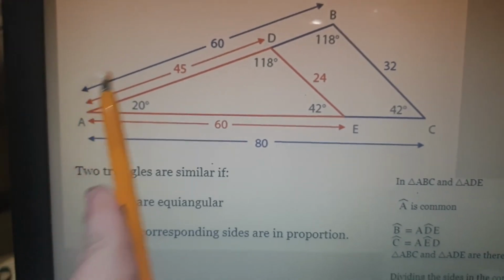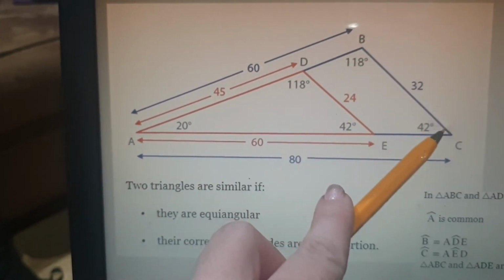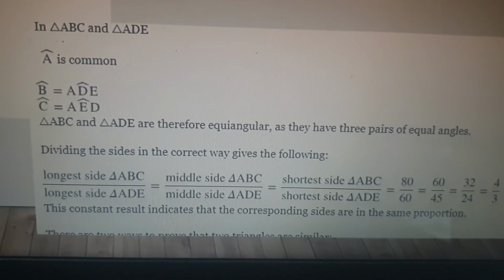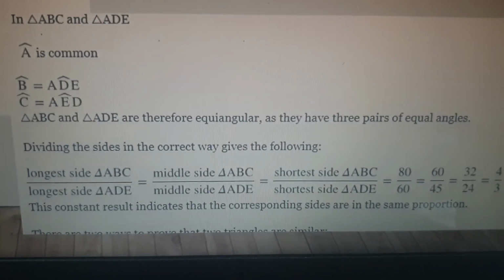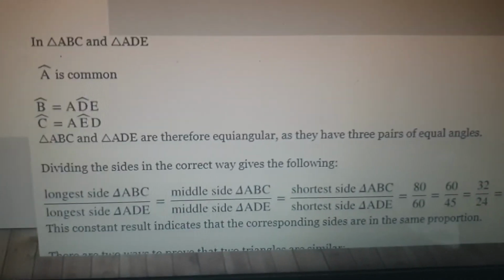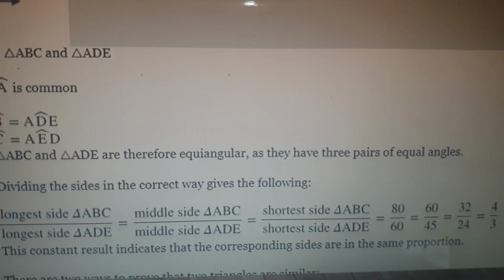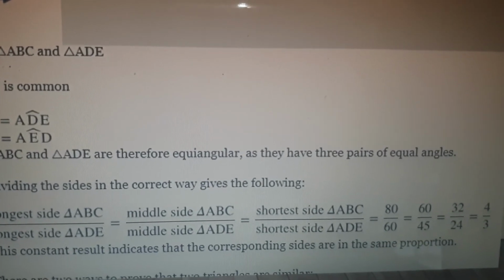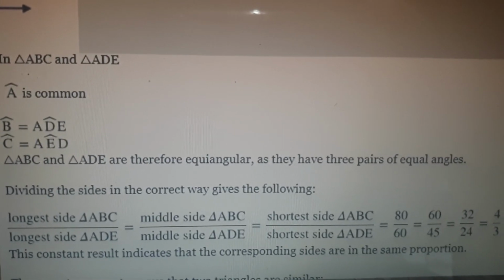We could also say the longest side divided by the longest side is equal to this side divided by this side. So here we go. The longest side divided by the longest side equals the middle side divided by the middle side equals the shortest side divided by the shortest side. And all of them give us 4/3. All 3 of them, when we write them in their simplest form, will give us 4/3. And therefore, we know that it is in the same proportion. And therefore, we can say that it is similar triangles.